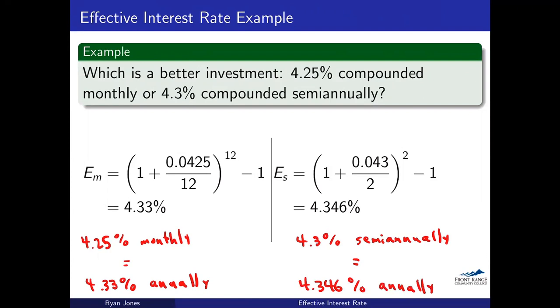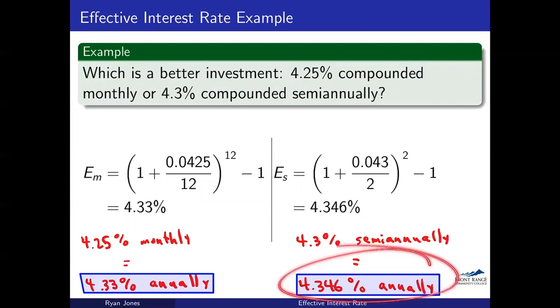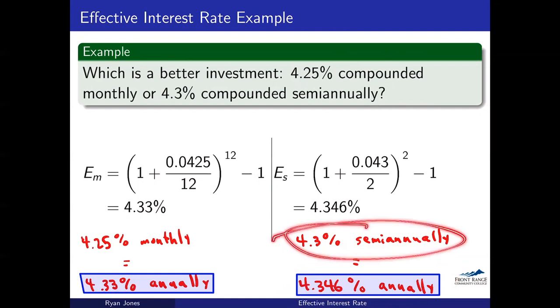And so now I have a direct comparison between these two scenarios. I've got my 4.33% annually right there. Make sure we get that highlighted. And I've got my 4.346% annually. And so this is really easy to say which one is better. It's definitely the second one. This is a higher annual interest rate than this is. And so this 4.3% semi-annually is going to be slightly higher than the 4.25% monthly. So this would be a better investment. And we've used effective interest rate to do that.